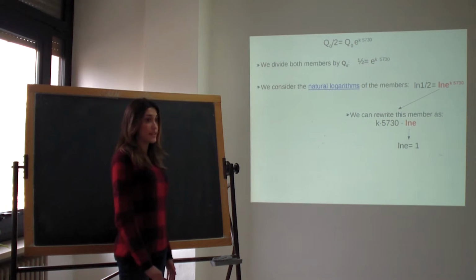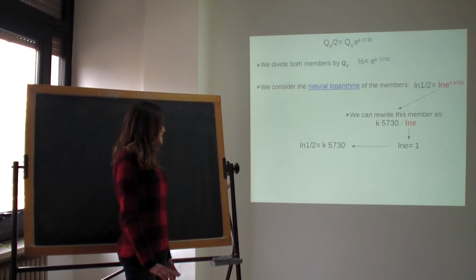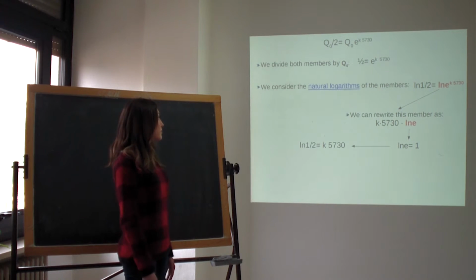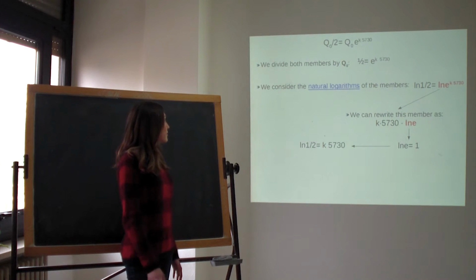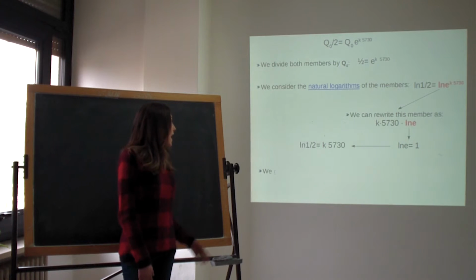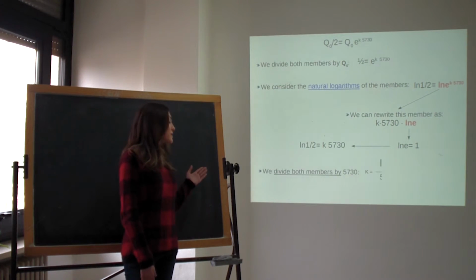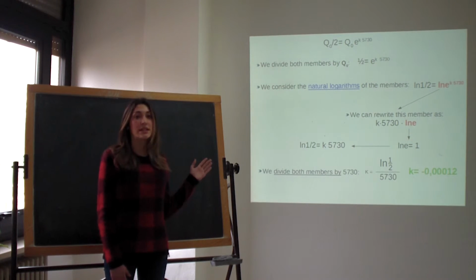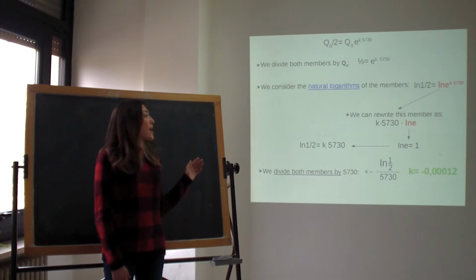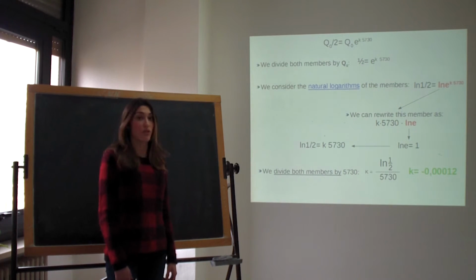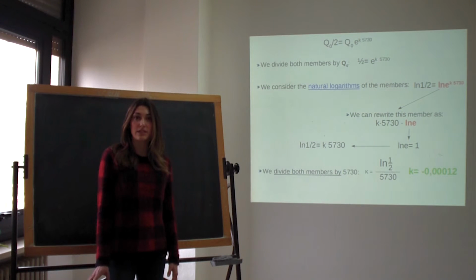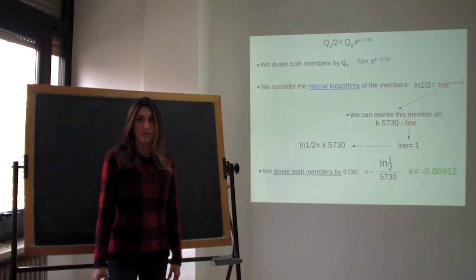So we can rewrite the second member as k times 5,730 times the natural logarithm of e, and knowing that the natural logarithm of e is equal to 1, we rewrite the formula as the natural logarithm of 1/2 equal to k times 5,730, and so now we divide both members by 5,730, and now we have found k that's equal to the natural logarithm of 1/2 divided by 5,730, and so k is equal to negative 0.3012. Now we have found the constant depending on the decay speed, and Beatrice is going to find the time, so she's going to solve the rest of the problem.